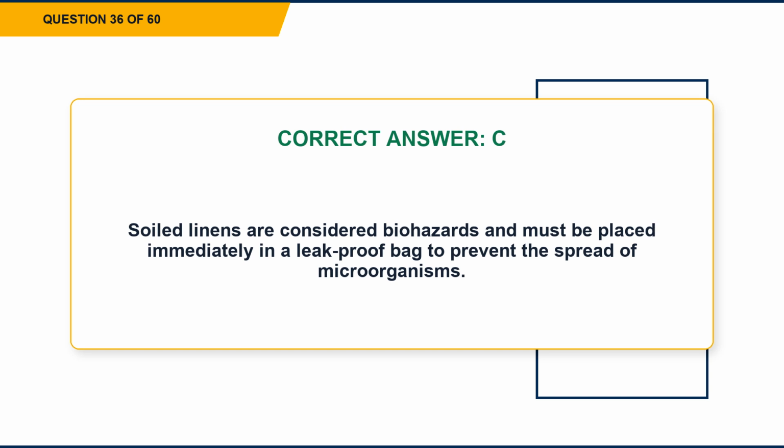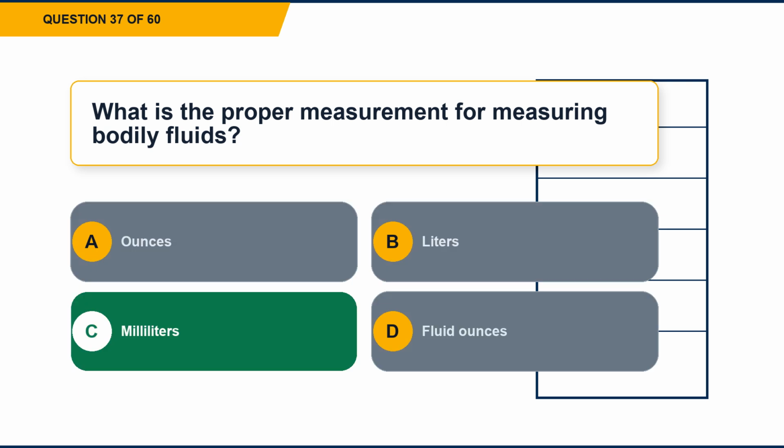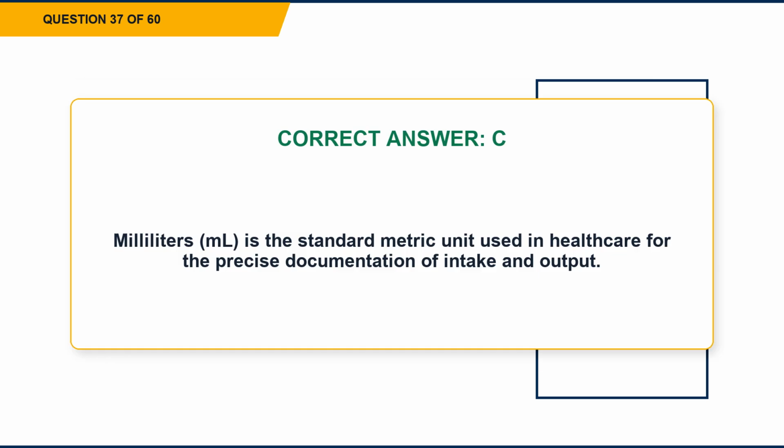microorganisms. Question 37. What is the proper measurement for measuring bodily fluids? Option A. Ounces. Option B. Liters. Option C. Milliliters. Option D. Fluid ounces. The correct answer is option C. Milliliters. Explanation. Milliliters, mL, is the standard metric unit used in healthcare for the precise documentation of intake and output.